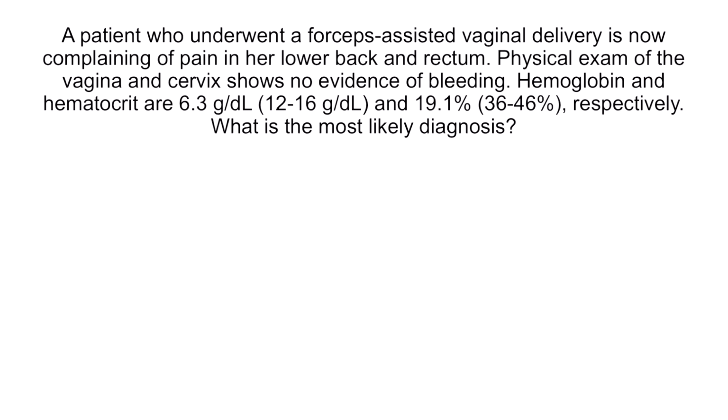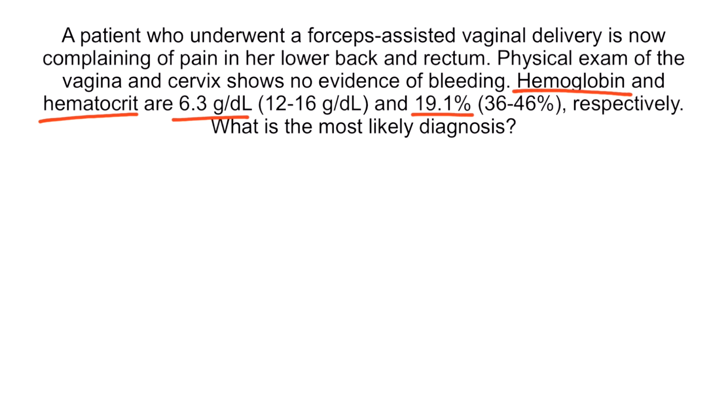A patient who underwent a forceps-assisted vaginal delivery is now complaining of pain in her lower back and rectum. Physical exam of the vagina and cervix shows no evidence of bleeding. Hemoglobin and hematocrit are 6.3 grams per deciliter and 19.1% respectively. What is the most likely diagnosis? All right, you should immediately notice that this patient is bleeding given her H&H of 6.3 and 19.1.